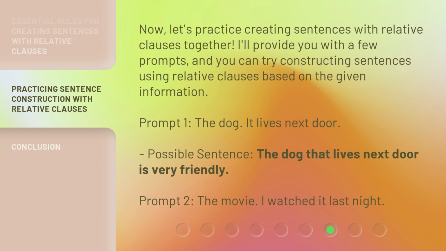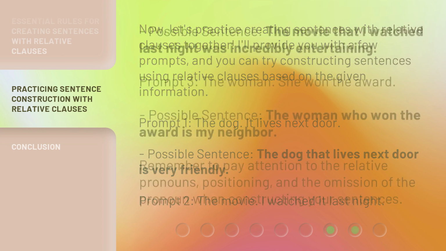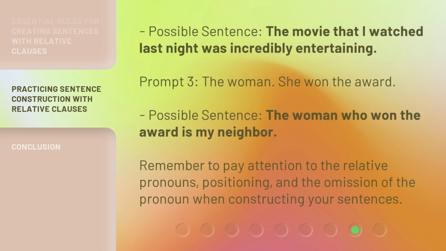Prompt 2: The movie. I watched it last night. Possible sentence: The movie that I watched last night was incredibly entertaining. Prompt 3: The woman. She won the award. Possible sentence: The woman who won the award is my neighbor. Remember to pay attention to the relative pronouns, positioning, and the omission of the pronoun when constructing your sentences.